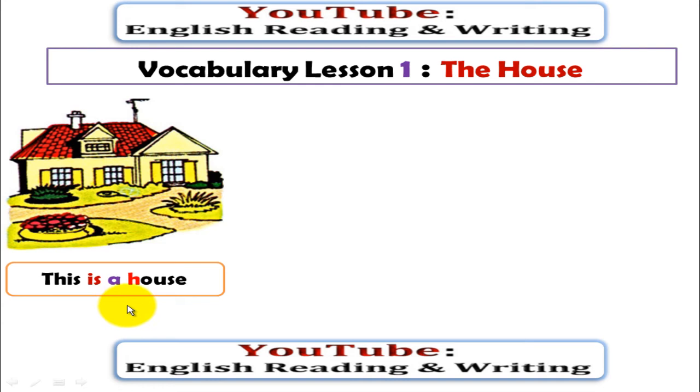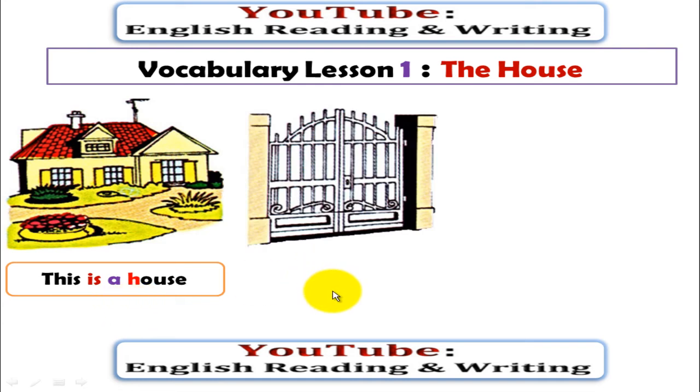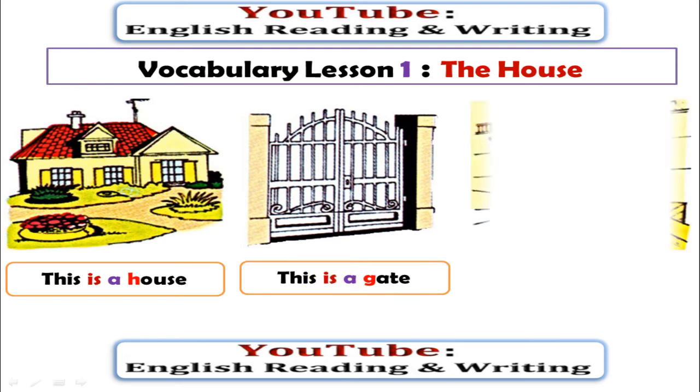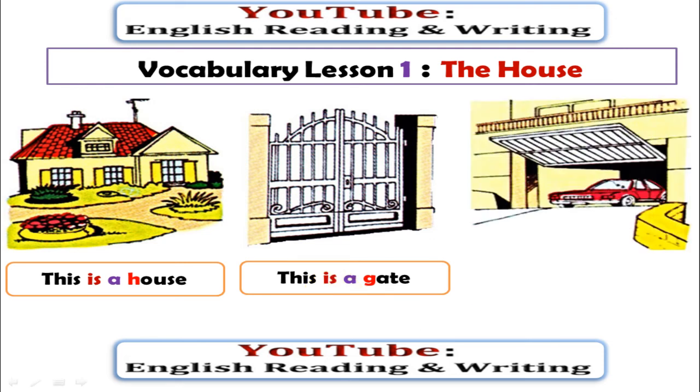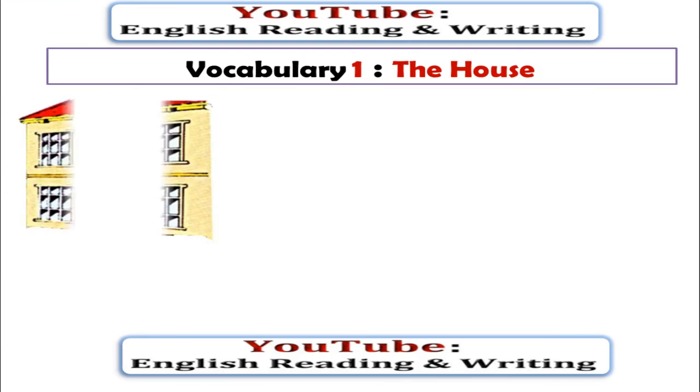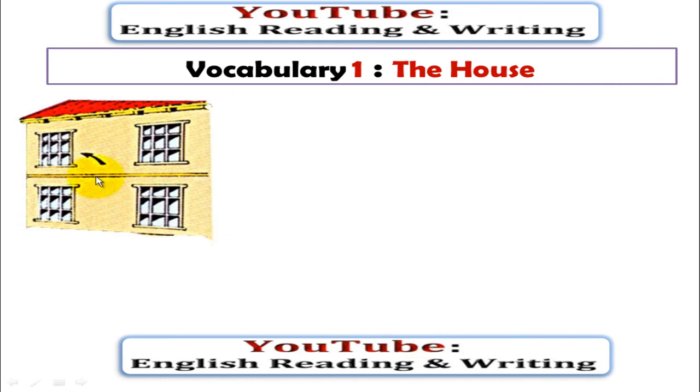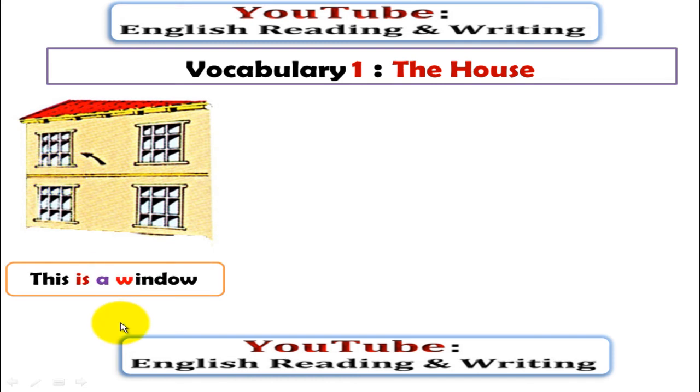This is a house. This is not a door, but a door on the outside, which is called a gate. This is a gate. Next, we have garage. This is a garage. The arrow is pointing to the window. This one is a window. This is a window.